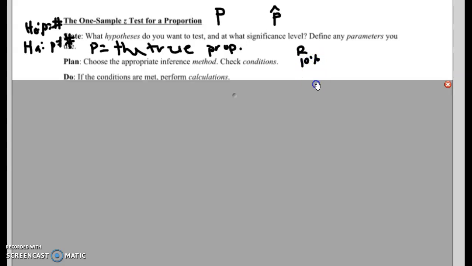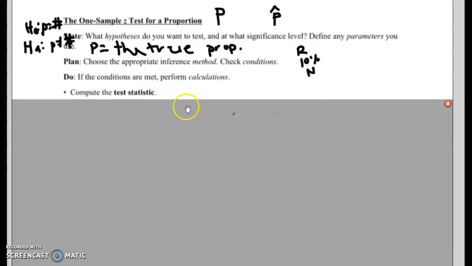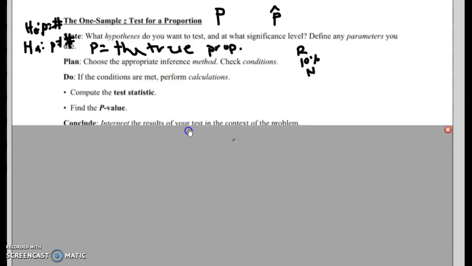Plan: choose an appropriate inference method and check conditions. Our conditions here are random, independent, or the 10%, and normal. The random condition is just that we must pick the sample at random, so they'll usually say SRS or something of that sort that is random. The 10% condition is that the sample size must be less than 10% of the population. And normal is that np and nq must both be at least 10. So nothing new with those conditions, we've seen them before.